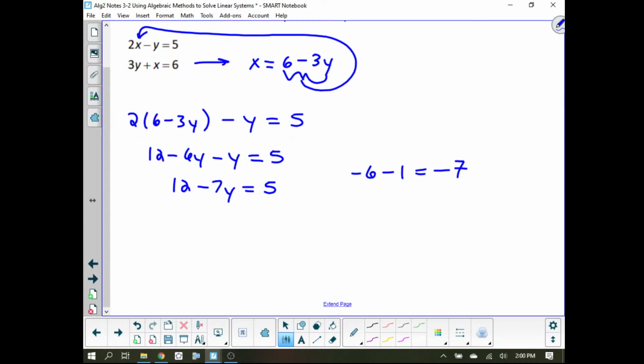Okay, so then we're trying to get y by itself, so we're going to subtract 12 over. So negative 7y equals negative 7. And then divide by the negative 7, we get y is equal to 1.